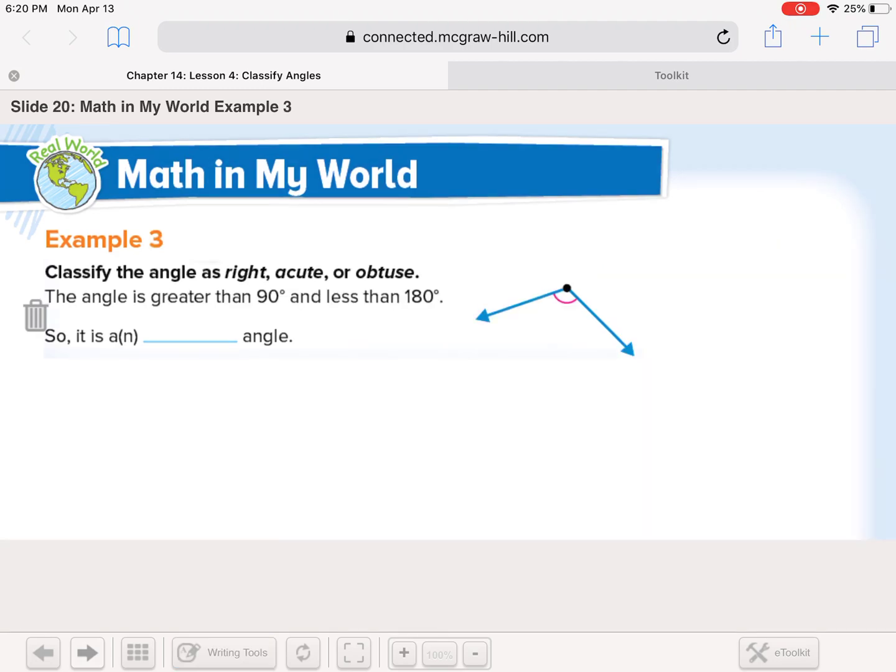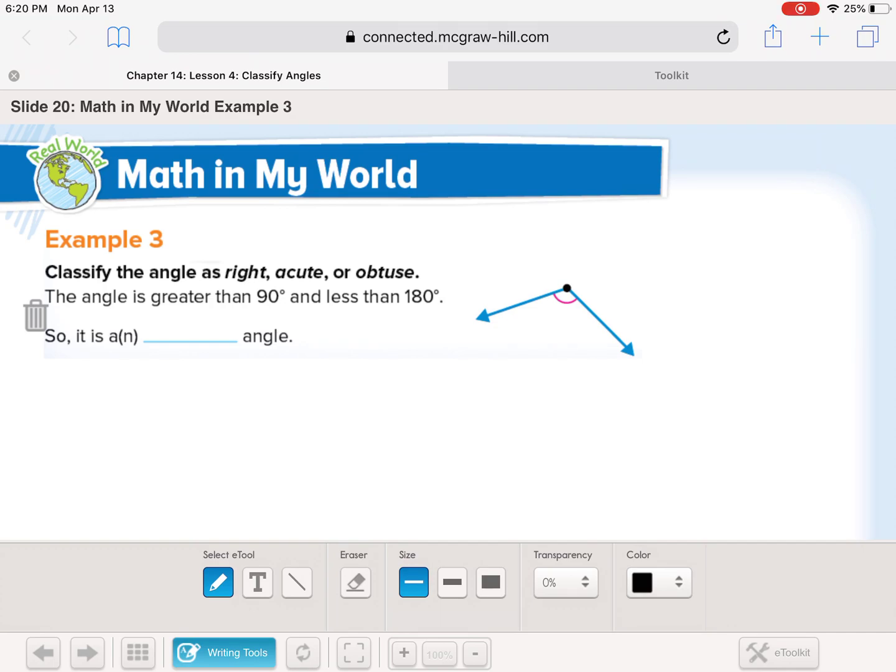Right. Let's look at example 3. Classify the angle as right, acute, or obtuse. The angle is greater than 90 degrees and less than 180 degrees. So if I'm looking at the picture, it's greater than 90 degrees, but it's less than 180 degrees. Okay. So it's telling me that it's less than 180 degrees too.